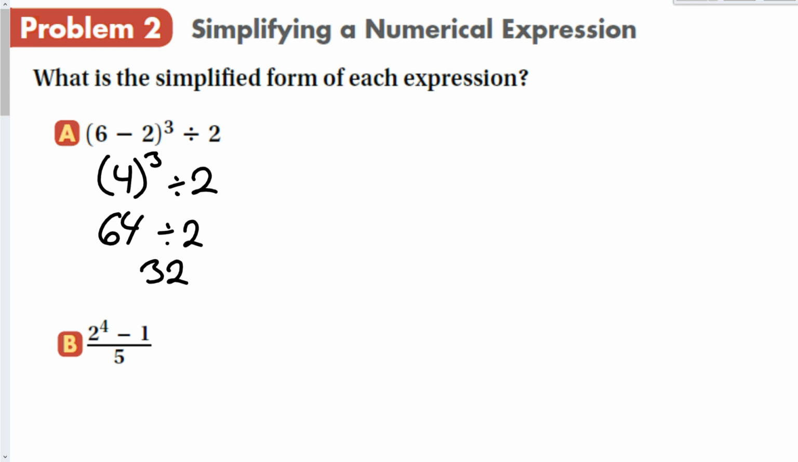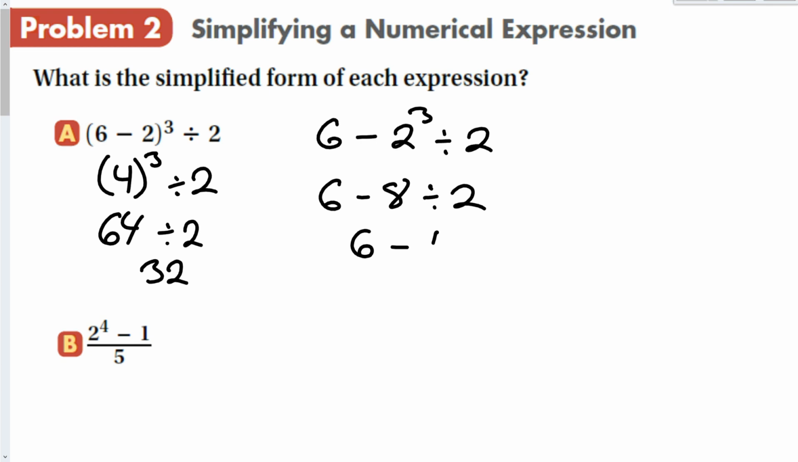If we maybe had removed the parentheses and it looked like this, that's a much different problem, because now there's no parentheses to do first. The first thing I would do would be an exponent. So that would be 6 minus 8 divided by 2. Then would come addition and subtraction. So this would be 6 minus 4, which would be 2. So the grouping symbols do make a large difference when we're trying to solve these problems.